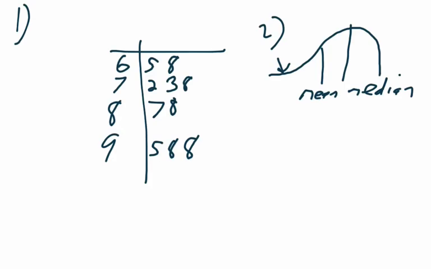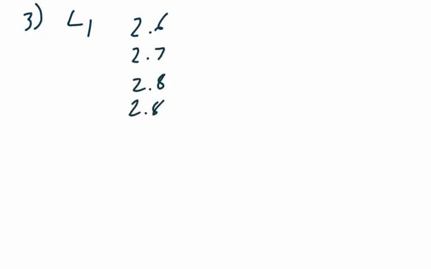For problem number 3, I'm going to put all of these numbers into my calculator. Before I do that, I forgot to make the key here. 6-5 is equal to 650. For problem number 3, I'm going to put all of these numbers into L1, starting with 2.6, 2.7, 2.8, 2.8.